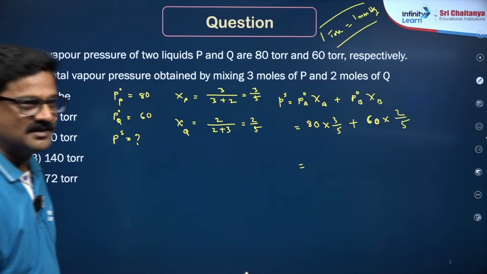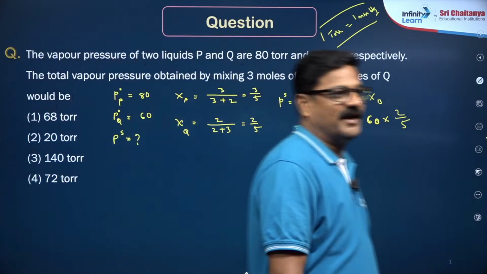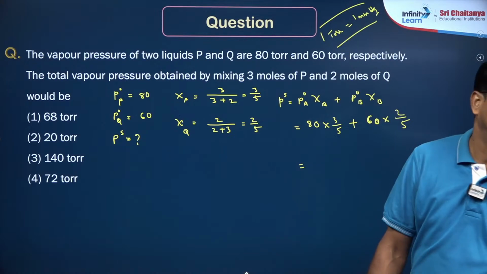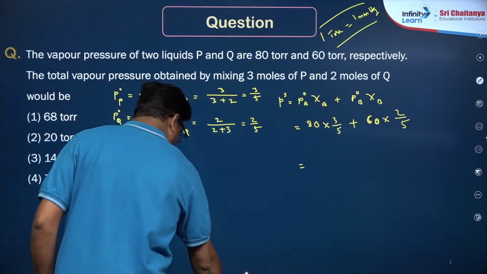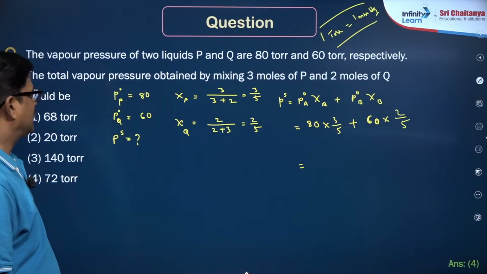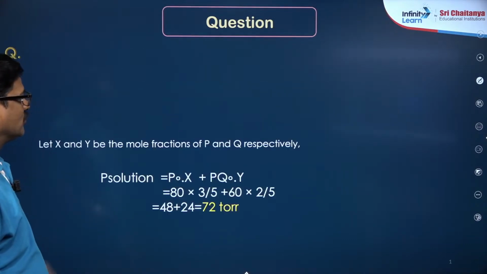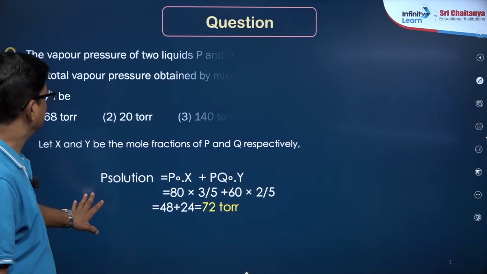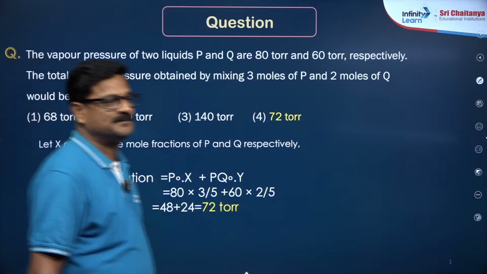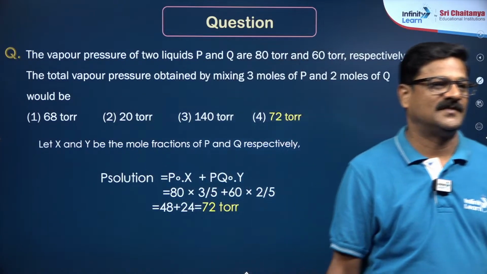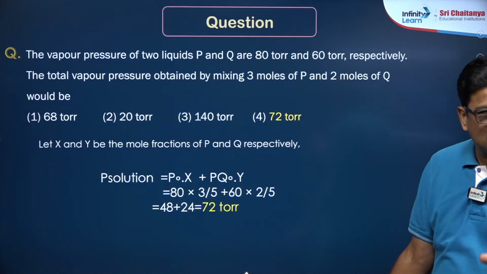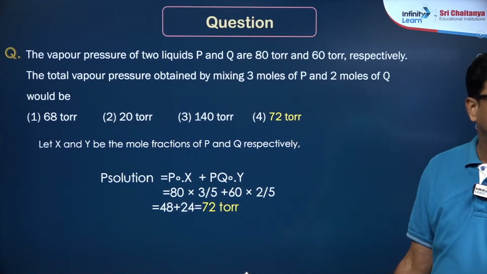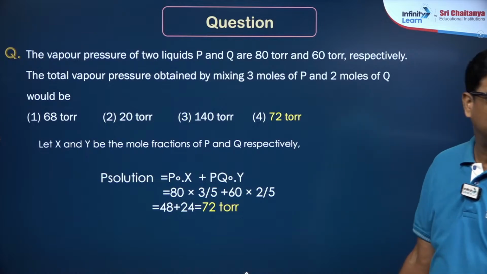Answer? Fine. Any doubts? If you do so, you will get 72 torr. That is what is explained in the solution. Right? Clear? That's good. Like these questions only, simple questions, 100% correct.